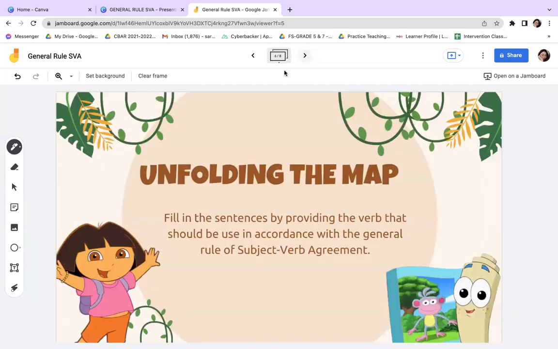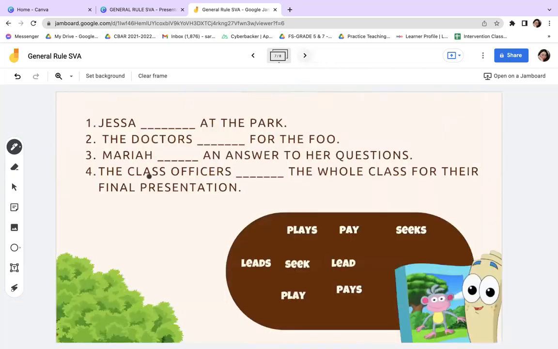Okay, another practice is that you have to unfold the map by filling in the appropriate verb that should be used in the given sentence, one that adheres to the general rule of subject-verb agreement. So get a sheet of paper again and answer with me. For the first one, we have: Jessa blank at the park. You can choose what should be the appropriate verb to use in the sentence.